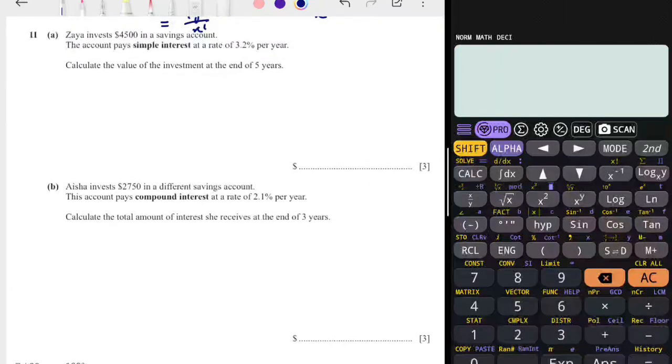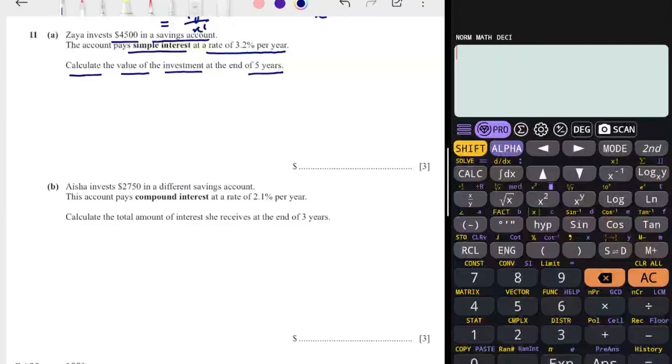Zaya invests $4,500 in a savings account. The account pays simple interest at the rate of 3.2% per year. Calculate the value of the investment at the end of 5 years. Here we have to find out the total amount.